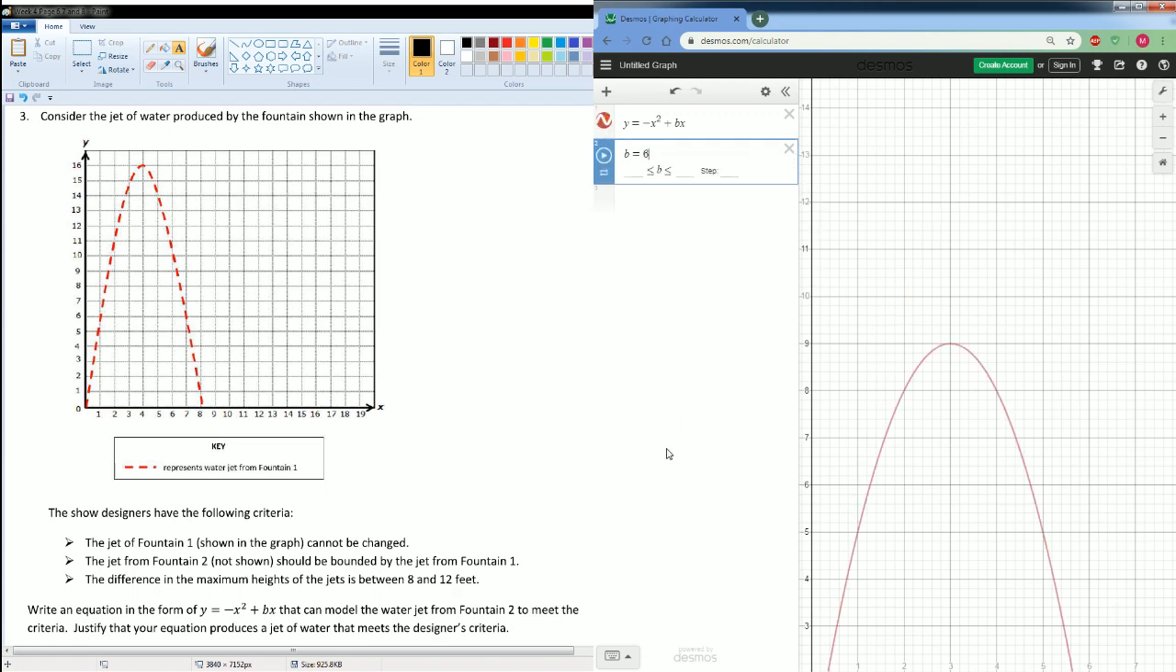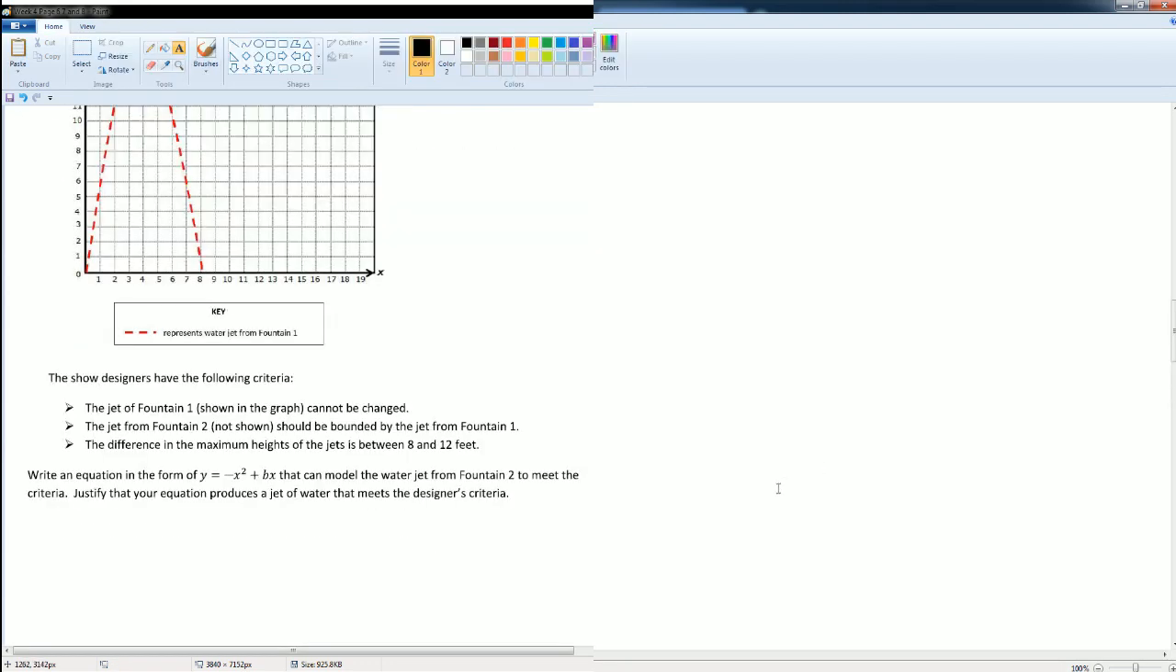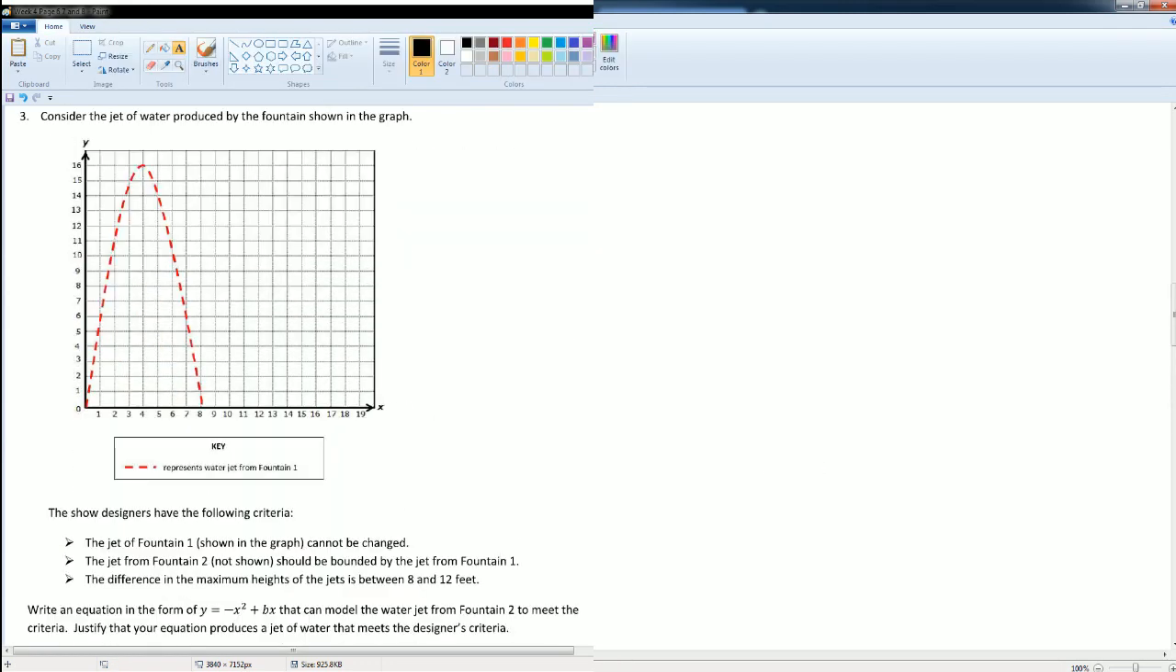So it should be y equals negative x squared plus 6x. That would make that correct. And is that it? Yeah, that's it. That's all the equations. So there you go. Those are all your solutions.